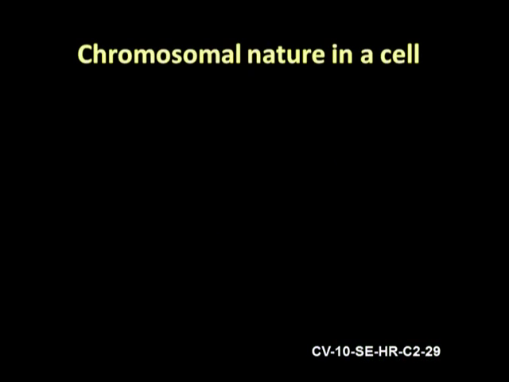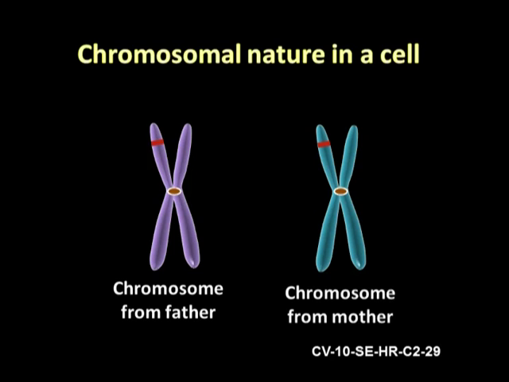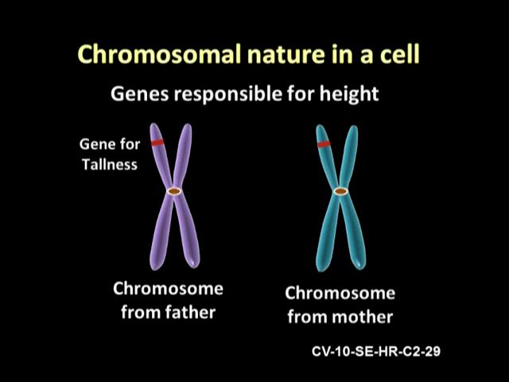For better understanding of Mendel's experiments, we have to know something about chromosomal nature in a cell. Every somatic cell contains two sets of chromosomes, one from the paternal side or the father and another from the maternal side or the mother. Here in this chromosome from the paternal side, there is a gene responsible for height or tallness. And the chromosome from maternal side has another height gene responsible but for the dwarfness.